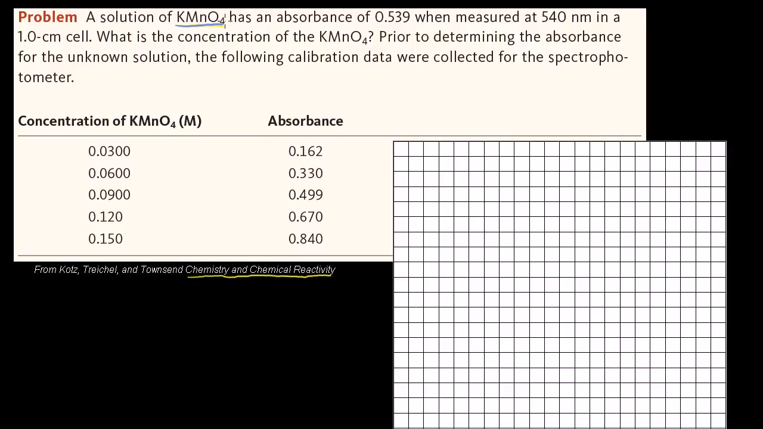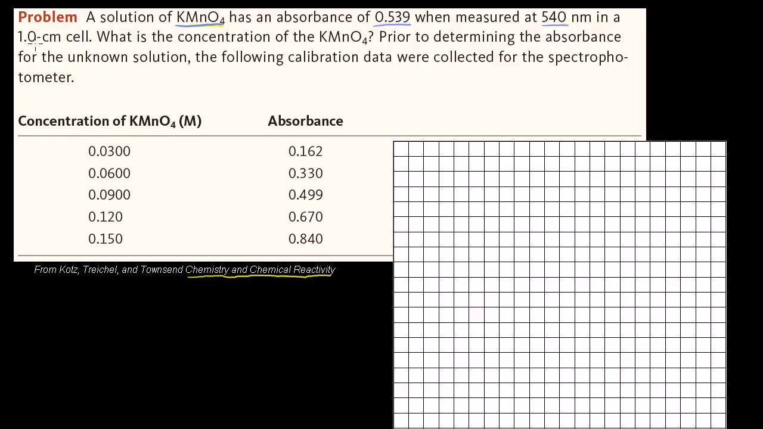Potassium permanganate has an absorbance of 0.539 when measured at 540 nanometers in a 1 centimeter cell. So this 540 nanometers is the wavelength of light that we're measuring the absorbance of. And so this is probably a special wavelength of light for potassium permanganate, one that it tends to be good at absorbing. So it'll be pretty sensitive to how much solute we have in the solution.